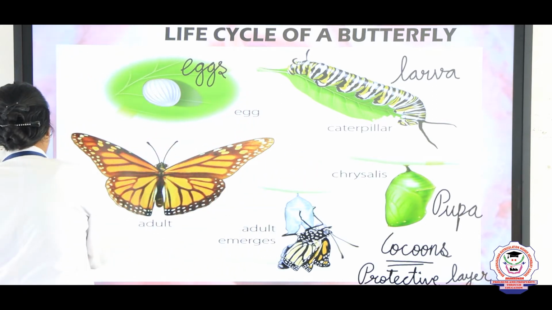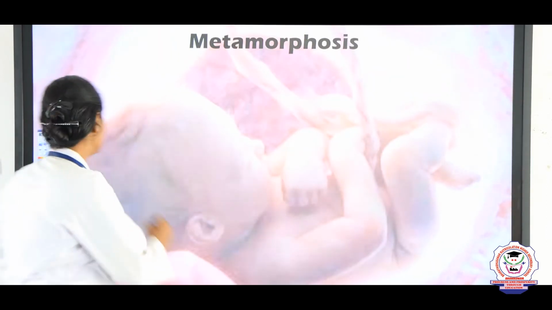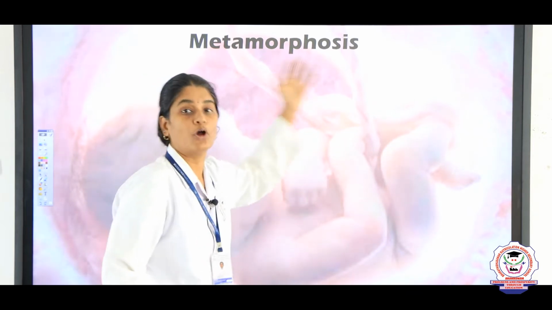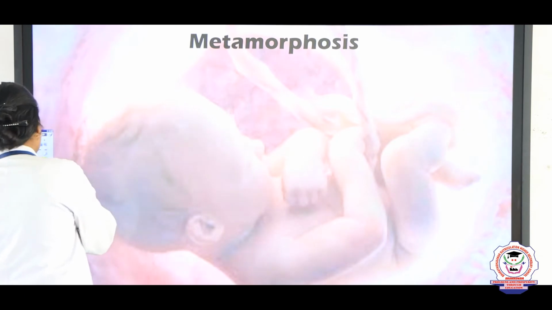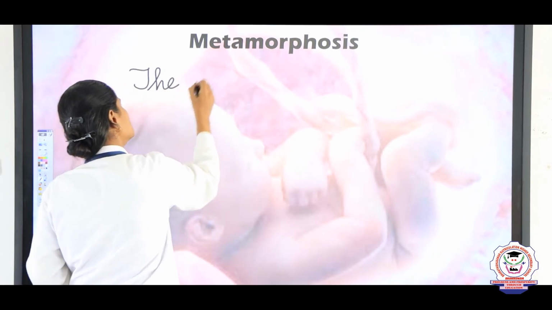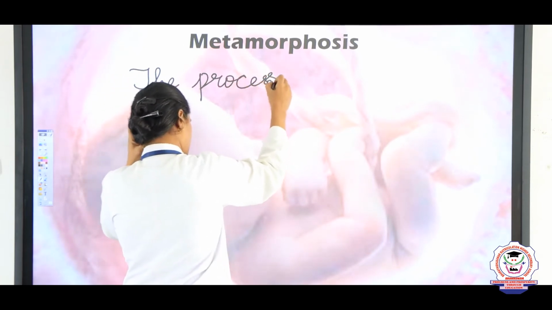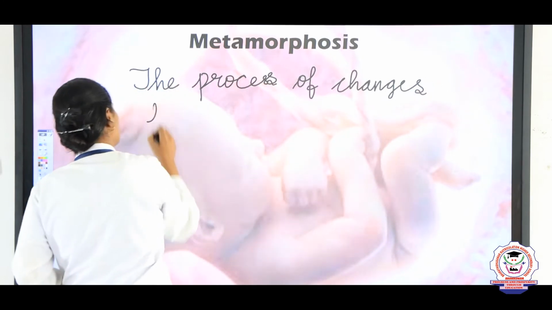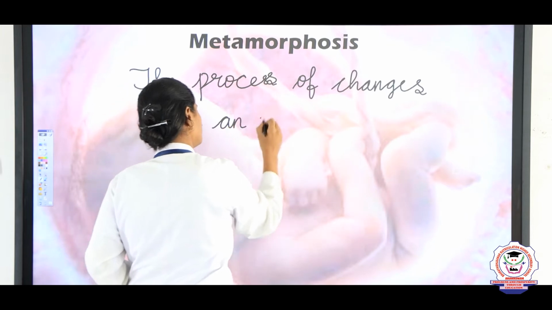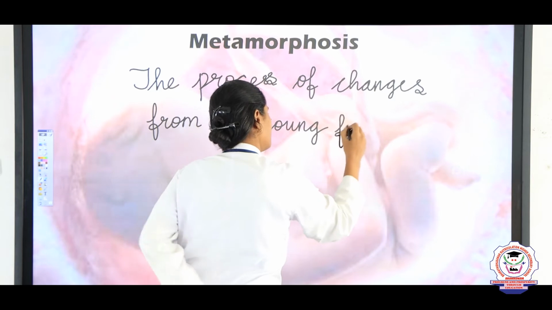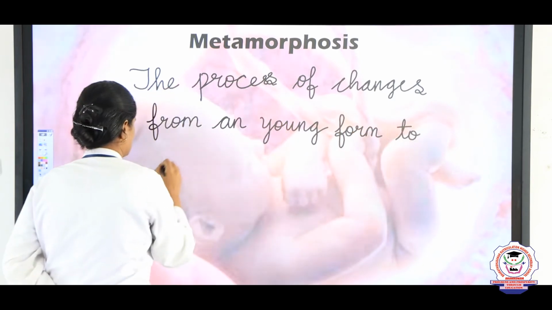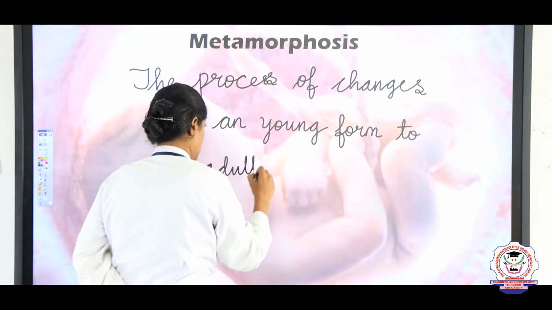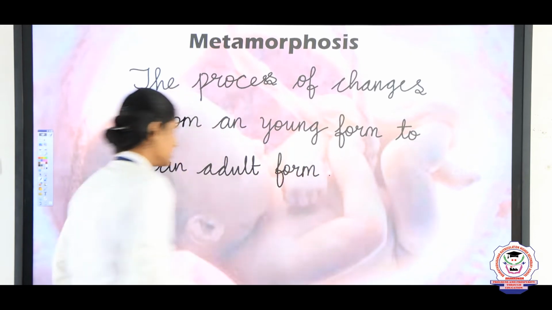This change of stage, this change from a young form to an adult form, is called metamorphosis. Metamorphosis means it changes its stages. Now let us write what is metamorphosis, because in your question answers you will get the question, what is metamorphosis. Metamorphosis means the process of changes from a young form to an adult. This is known as metamorphosis.